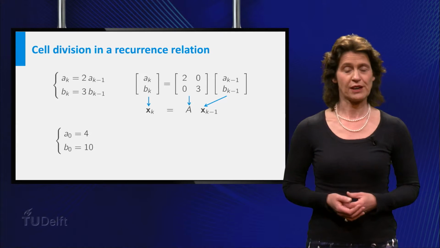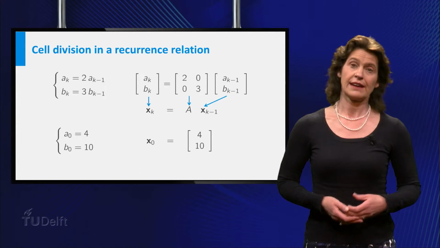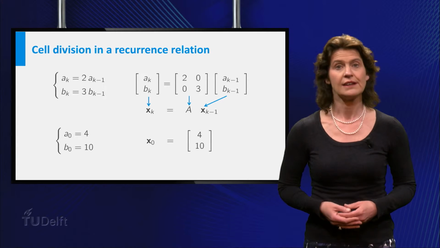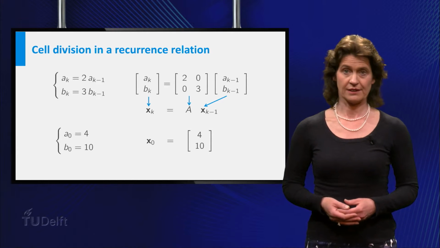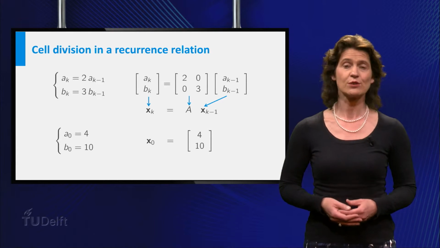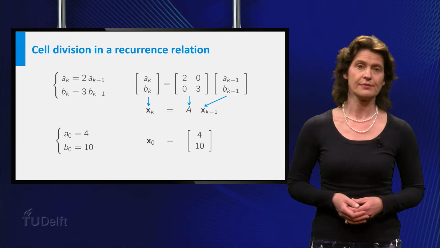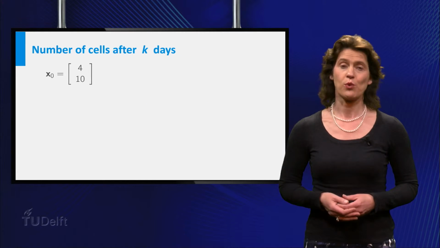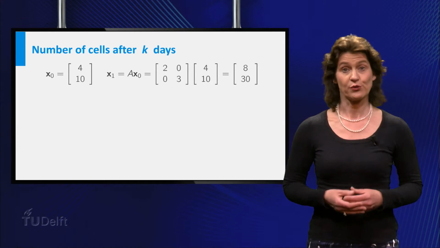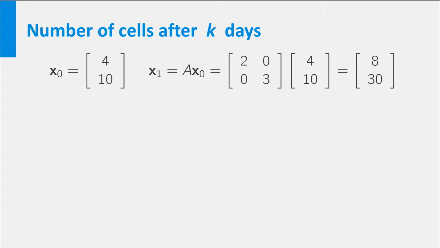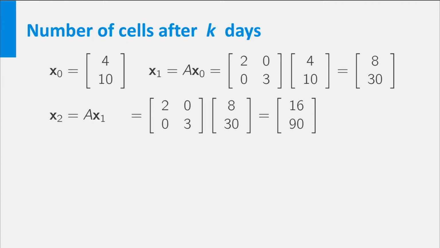Suppose you started your experiment with 4 cells of type 1 and 10 cells of type 2, then this means A_0 equals 4 and B_0 equals 10. So the vector x_0 is equal to (4, 10). Starting with 4 cells of type 1 and 10 cells of type 2, the number of cells of each type on the first day is equal to x_1, which is equal to A times x_0. After 2 days, it is A times x_1.